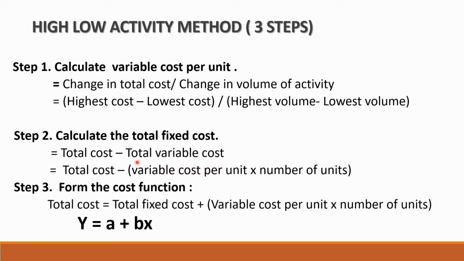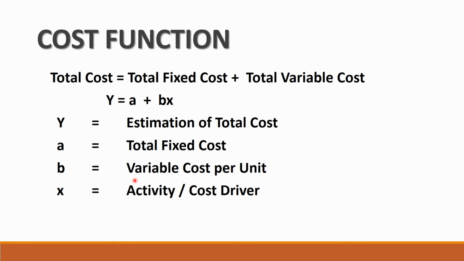And the third step, we have to form the cost function. Y equals A plus Bx. Y represents total cost, A fixed cost, Bx variable cost. So this is the formula for the cost function. Y equals A plus Bx. Y represents total cost, A for fixed cost, B variable cost per unit, and X activity or cost driver.